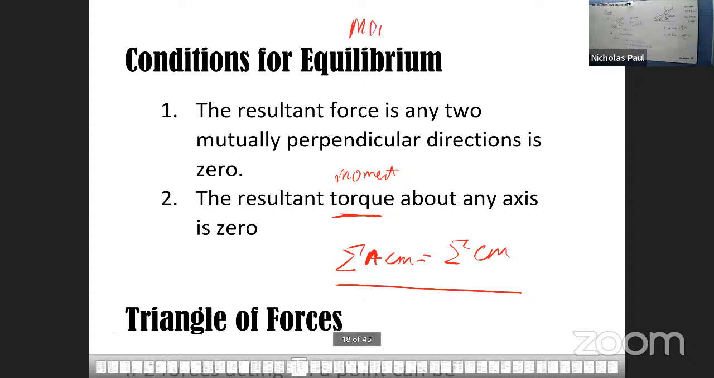How do you find the moment of a force? Force by perpendicular distance, right? So that's force by perpendicular distance from the pivot. That's okay? Clockwise equals anti-clockwise, so let's make a note of that because some of you don't remember that, right?